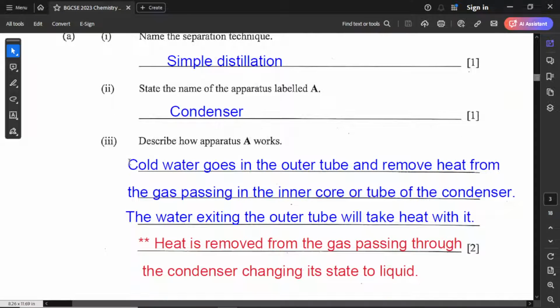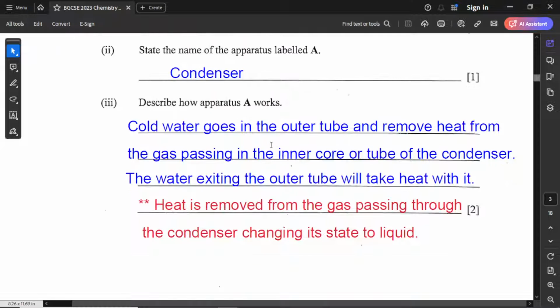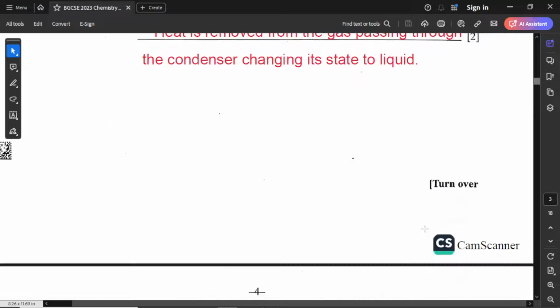And for part 3, it says describe how apparatus A works, and this is simply that cold water goes in the outer tube and removes heat from the gas passing in the inner core, or the inner tube, of the condenser. The water exiting the outer tube will take heat with it. All right, and so that's how heat is removed from the gas passing through. And so it's a simple thing that heat is removed from the gas passing through the condenser, changing its state into a liquid. So moving from gas into liquid. So that's the basic idea. Heat is removed from gas, changing it into a liquid form.